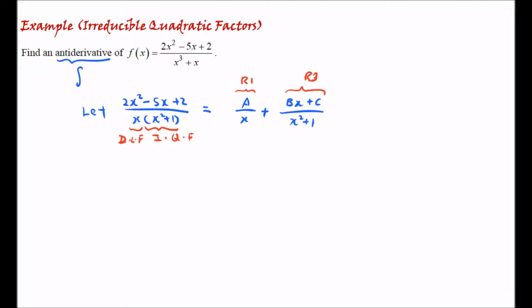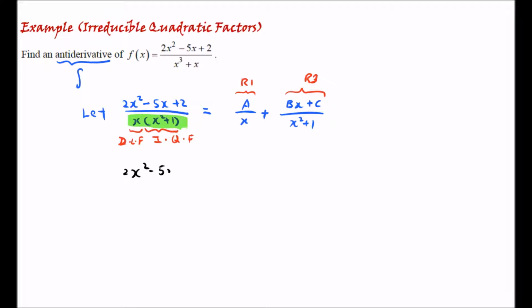Okay, so now similarly you want to find A, B, C, so same thing, we multiply the equation by this denominator. So we get 2x squared minus 5x plus 2 equals A bracket x squared plus 1 plus x bracket Bx plus C. Now we go to each bracket again to find the values of x to sub in.